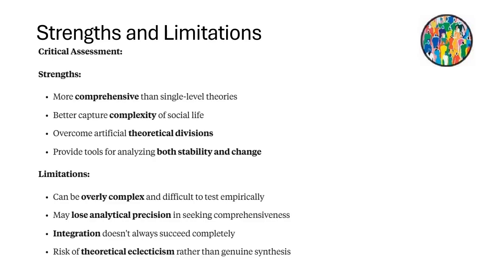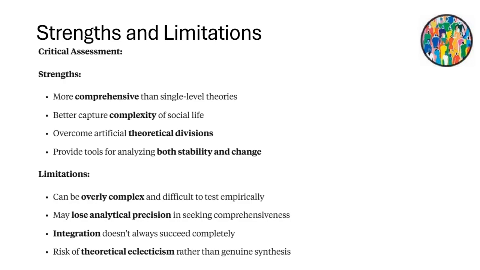Integrative theories have significant strengths, but also important limitations. Their main strength is providing more comprehensive understanding than single level theories. They better capture the complexity of social life and overcome artificial divisions that have plagued sociology. They provide tools for analyzing both social stability and change within unified frameworks.